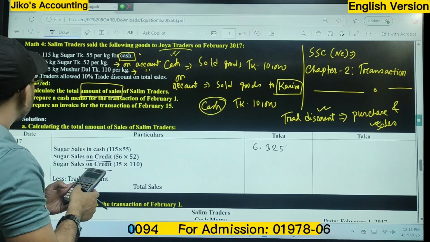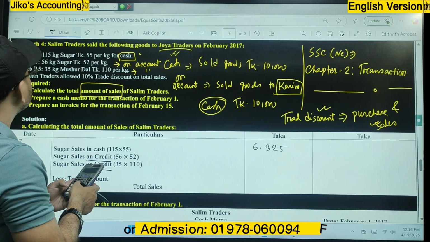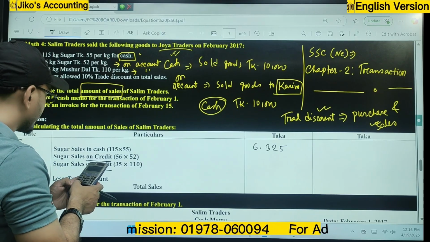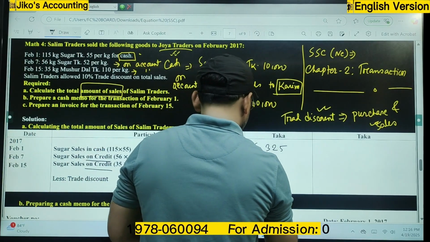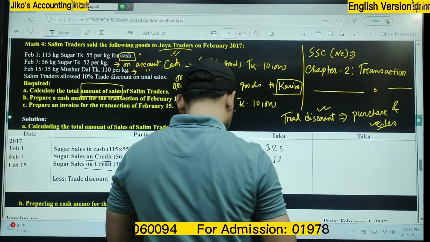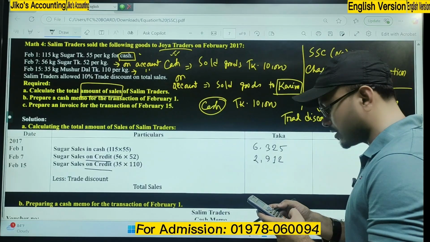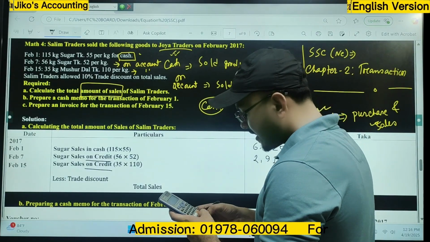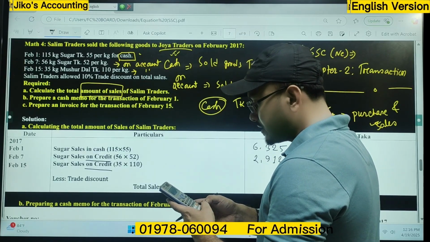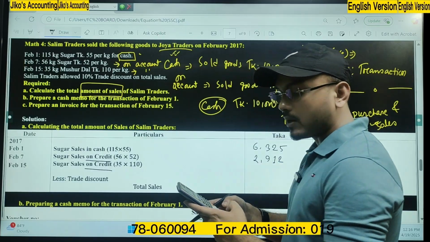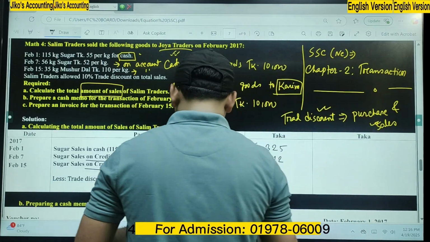What is the amount per kg? If per kilo price is 52 taka, how about 56 kg? Multiply 56 into 52. What is the amount here? 2,912. How about the next one? 35 kg and per kg how much? 110. If 1 kilo is 110 taka, how about 35 kilo? You have to multiply. That means 3,850.